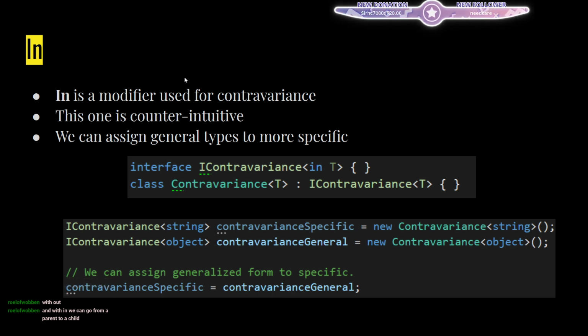So within we specify contravariance. And this one is the counterintuitive one, because normally in polymorphism we cannot say that a generalized type is something specific. It doesn't work that way. We can cast it and it might work based on the initial type, but for generics it will always work, and we'll find out why.